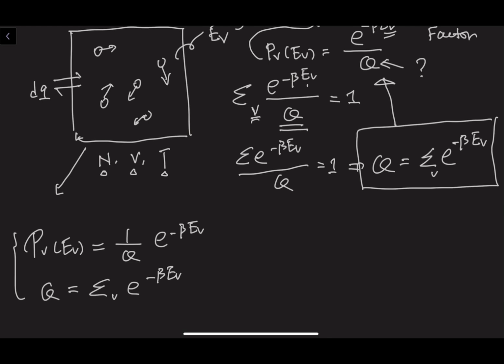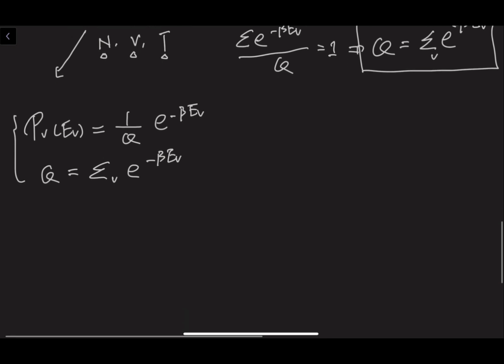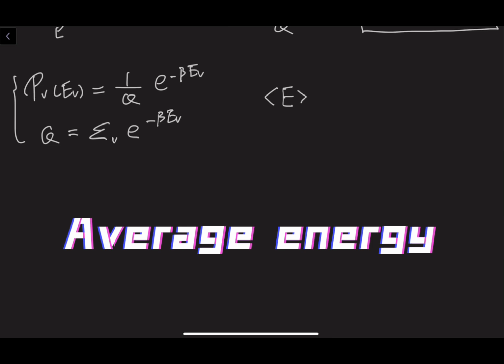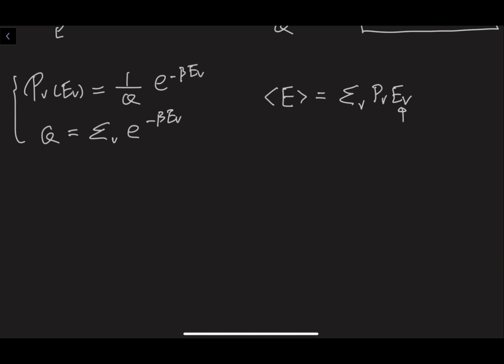Now let's demonstrate how we can use this to get some additional insights. One of the reasons we introduce this probability is that we can compute an average quantity. Suppose we're interested in computing the average energy E of the system. The average energy E can be computed as a state average, which is also the ensemble average. So we sum over all the states, where a particular state has energy E_v and the probability of finding that state is given by P_v, and this weighted sum gives you the average energy of the system.